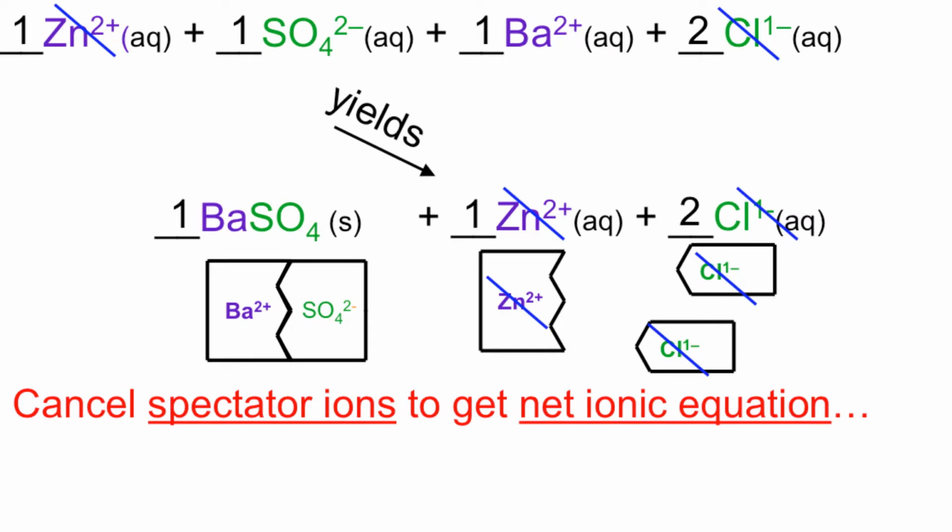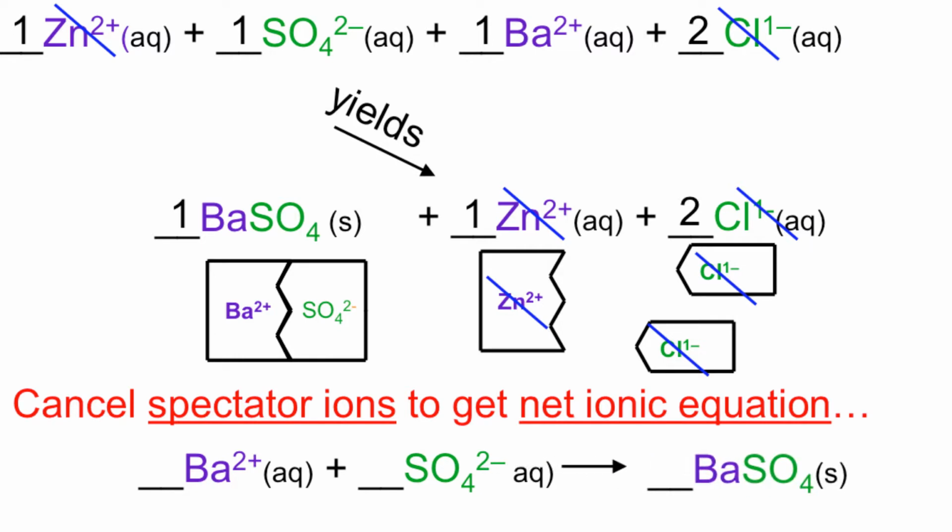Notice, take a long look, notice why I crossed out what I did so that we can practice it in class. So the net ionic equation is, ta-da! See, just that easy. Barium ions and sulfate ions makes barium sulfate.